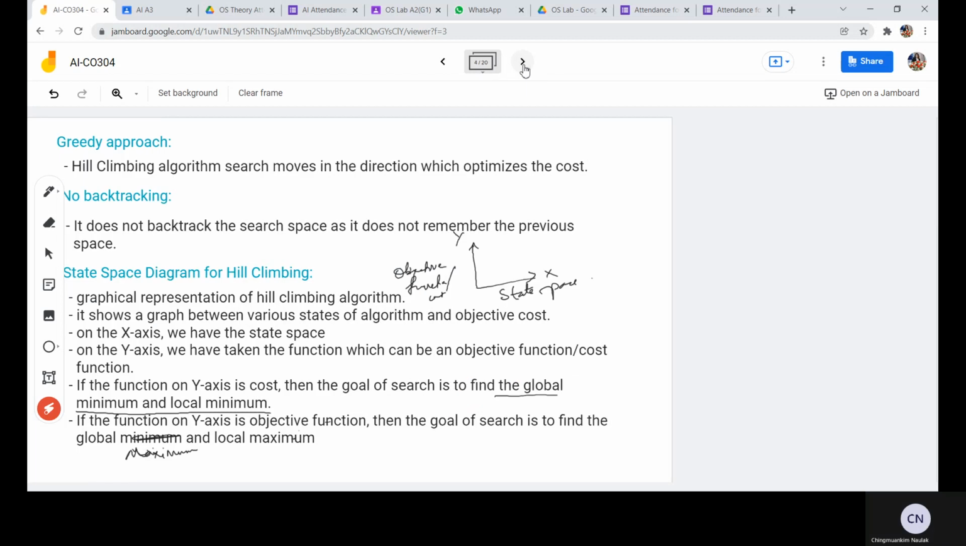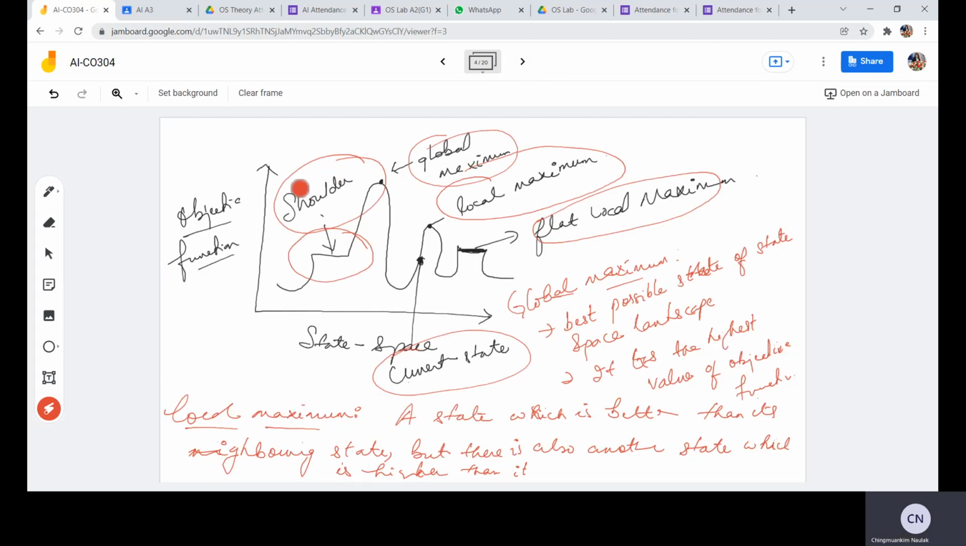All right, so we have a diagram here. I have drawn it here, and this is the graphical representation of the algorithm. These are some labels which I have put for all this. Let me define them one by one.